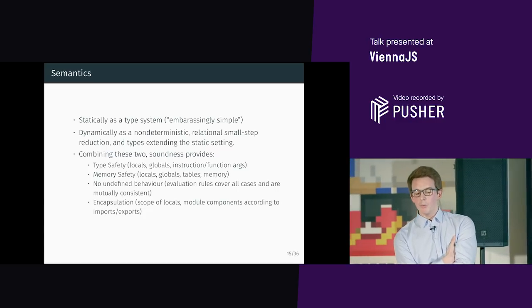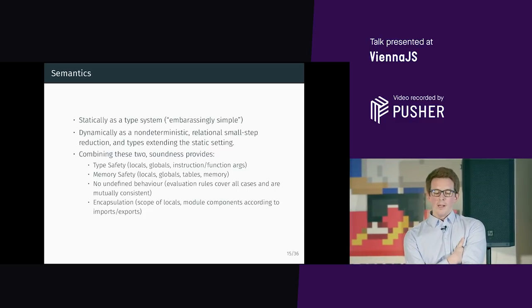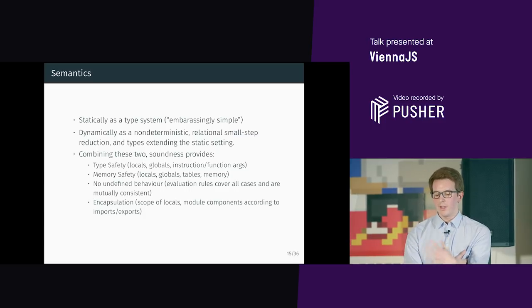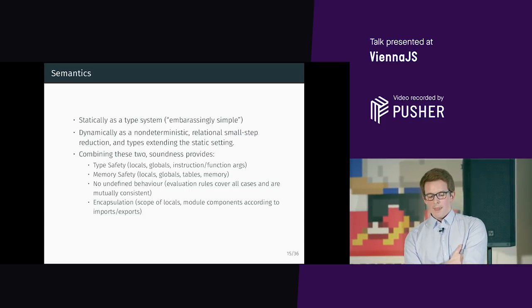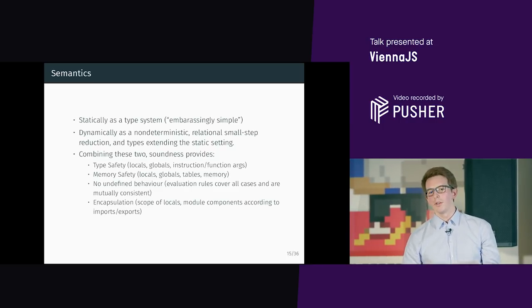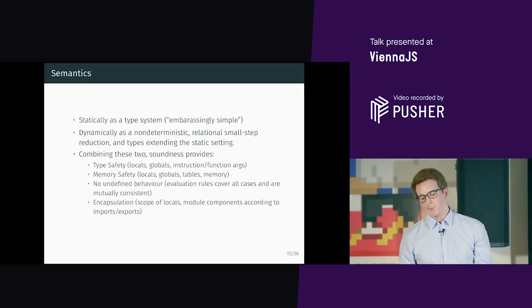So there's a type system, which is very simple, and the semantics of WebAssembly is actually given as a relational small-step reduction. What does that mean? I will show you in a second. And we can actually prove nice properties about these programs, which is not the case with many other programming languages that are specified in natural language or even not really specified at all.